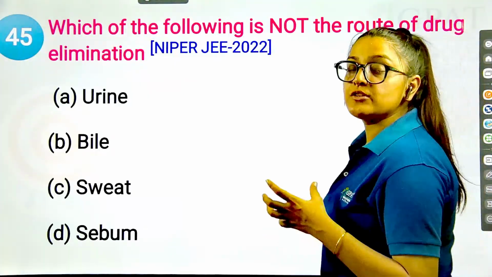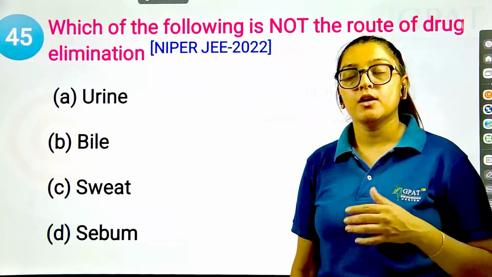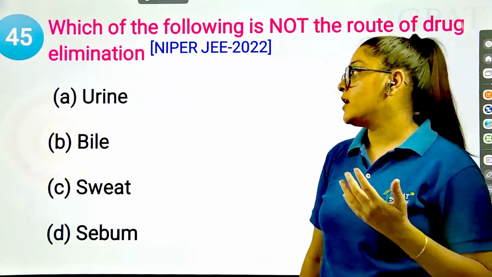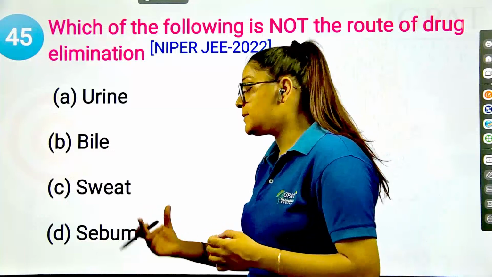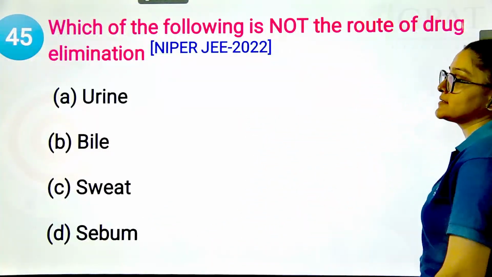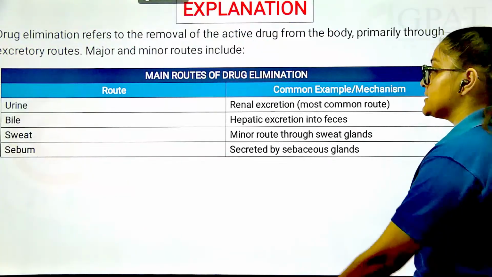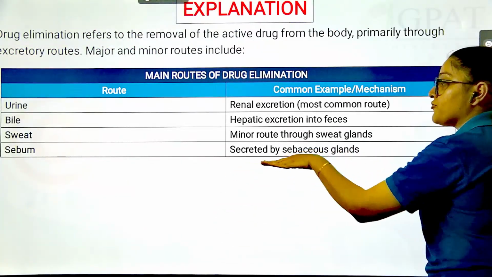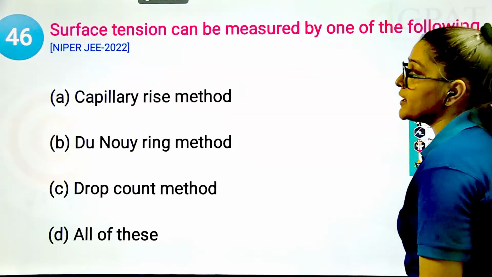Next, which of the following is not a route of drug elimination? Urine, definitely. Bile, definitely. Sweat, yes. Sebum is not an excretory route. So the correct answer will be option number D, sebum, right? Sebum is actually the secretion of the sebaceous gland. So the correct answer is option number D.